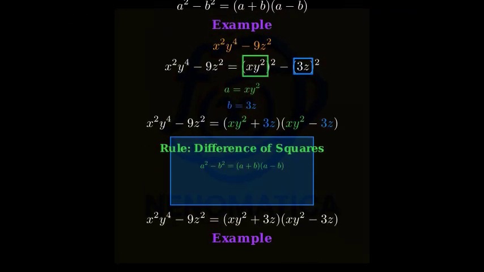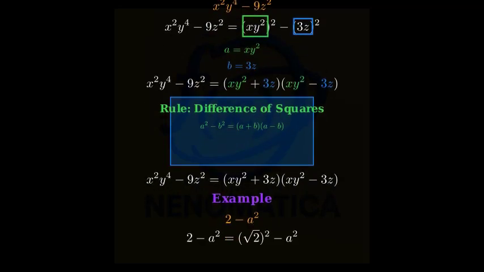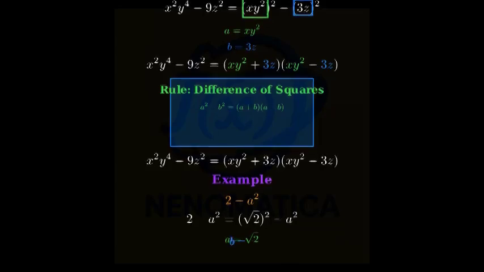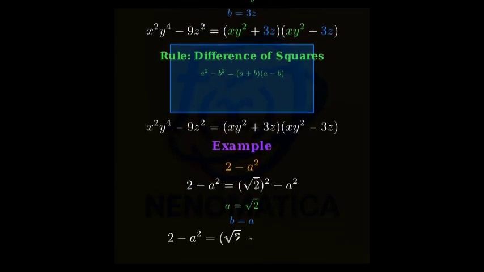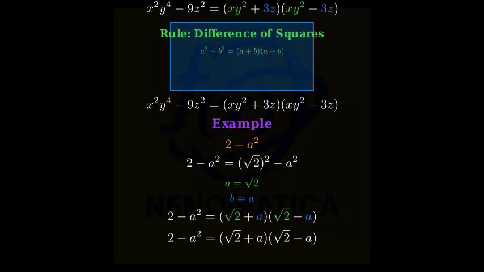Let's move on to our second example. Here we have 2 minus a squared. For this example, we need to rearrange it first to match our difference of squares formula. We can rewrite this as the square root of 2 squared minus a squared. Now we can identify that a is the square root of 2 and b is a. Applying the difference of squares formula, we get square root of 2 plus a times square root of 2 minus a.